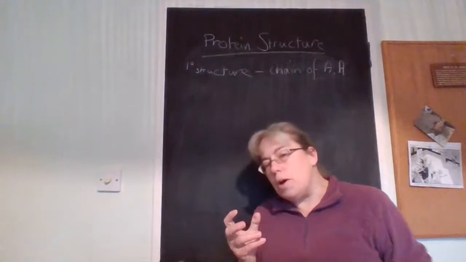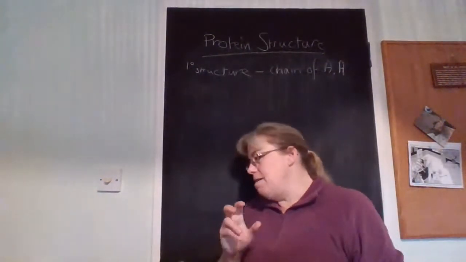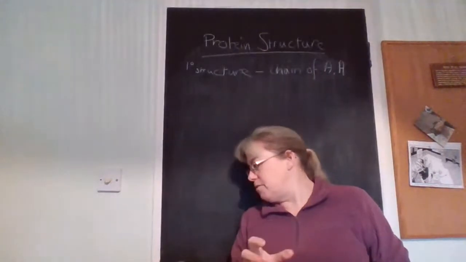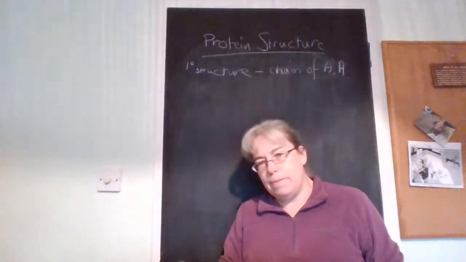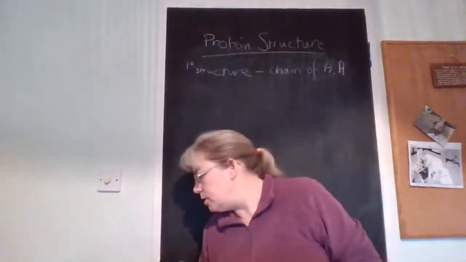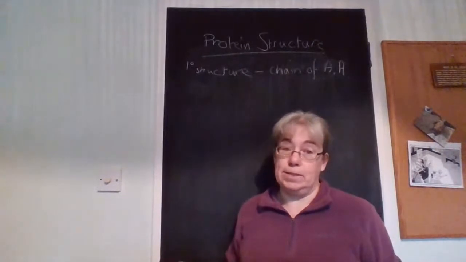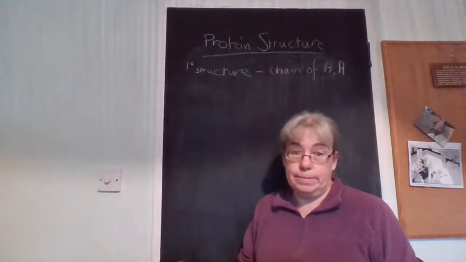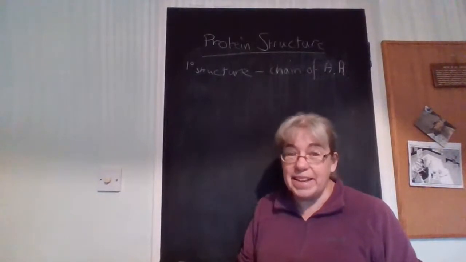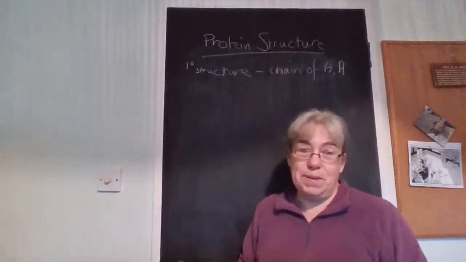The first one was done by Sanger between, I have to check this because I can never believe it, 1944 and 1954. It took him 10 years to work out the sequence of insulin. 10 years. And insulin is only 51 amino acids long.